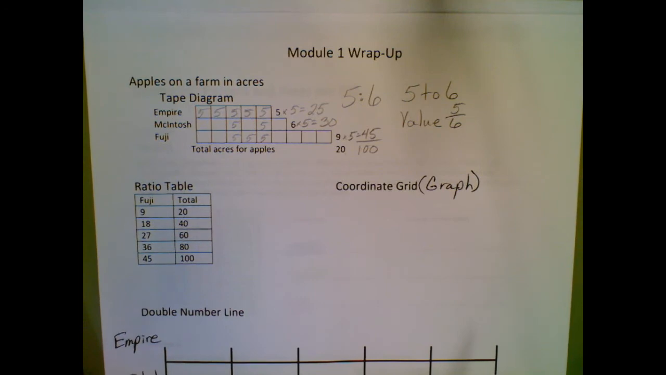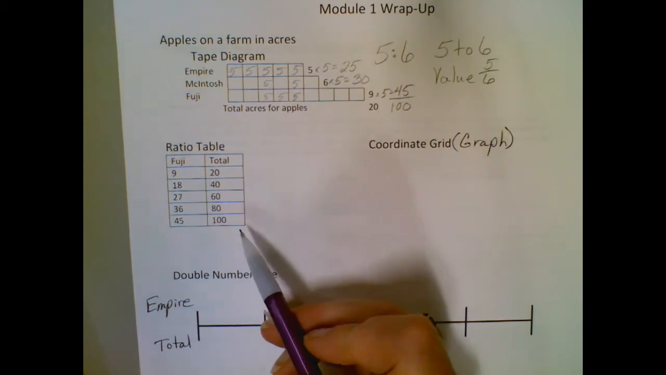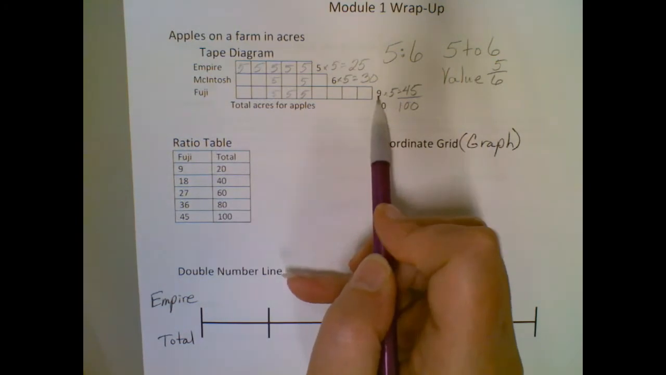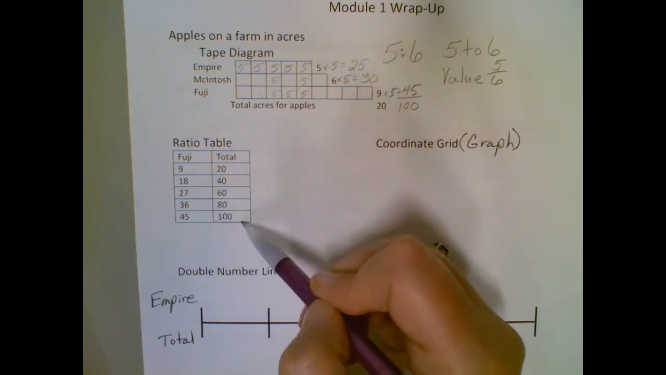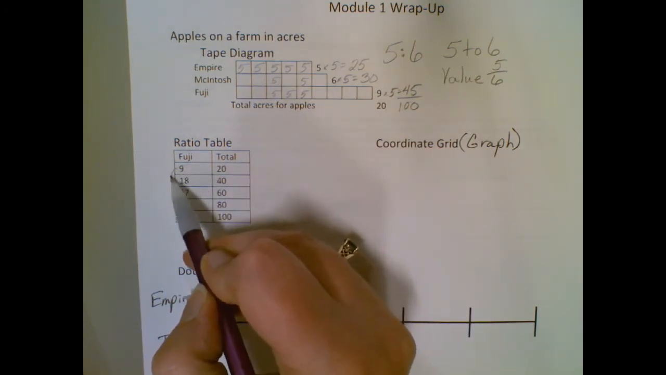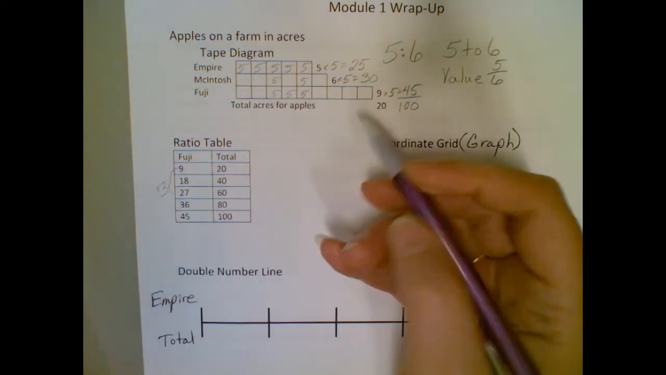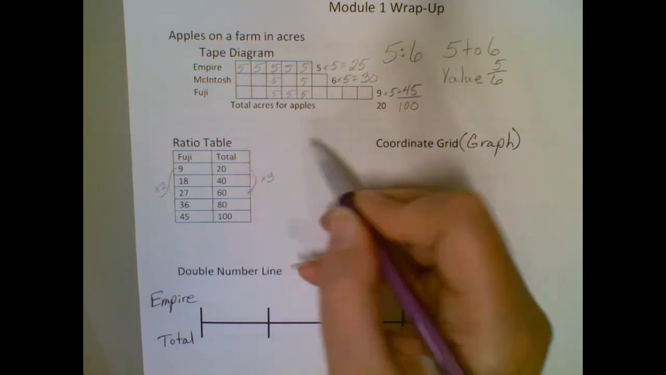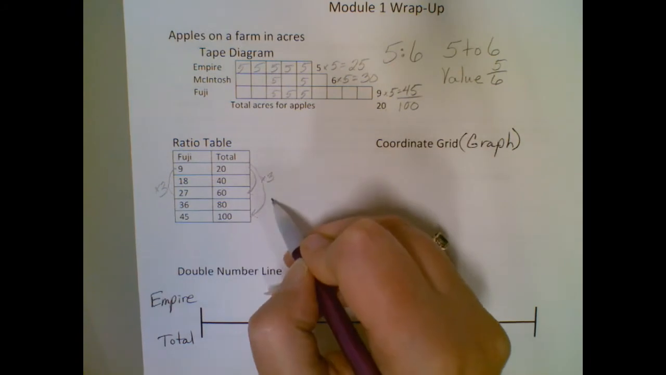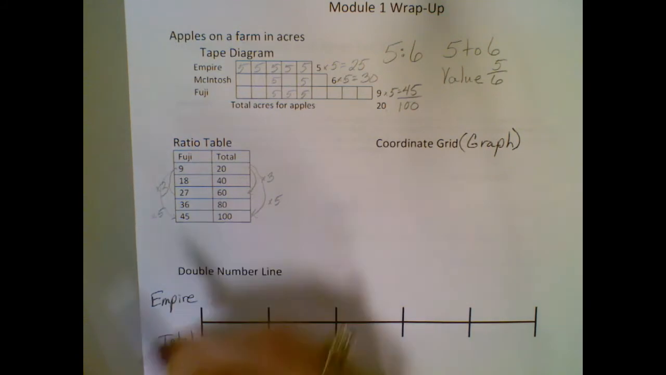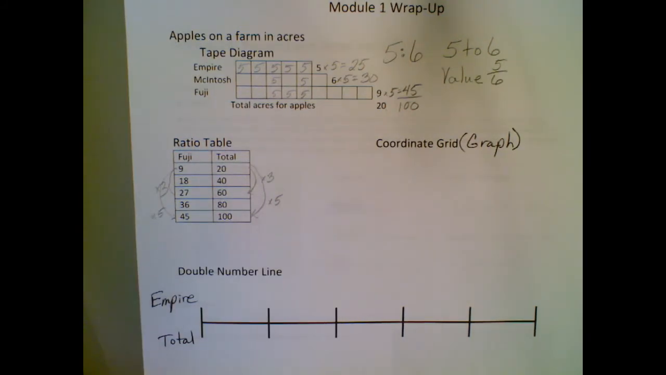And we also have been using this information and putting it in a ratio table, letting it grow this way. The Fuji apples up here were 9, and we went all the way to 100. So, for example, how we grow these tables, 9 times 3 to equal 27. And we would have to do the same thing over here, 20 times 3. 20 times 5. 9 times 5. That's the multiplicative growth of that ratio table.